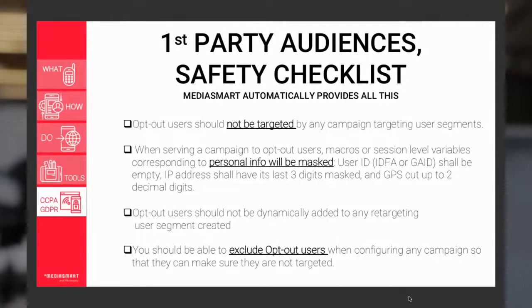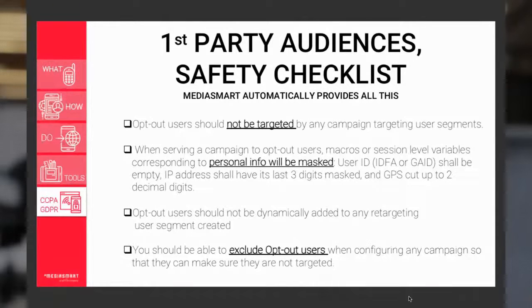But if you're using somebody else and you're not sure whether you're in the clear, we have created this safety checklist for you to be on the safe side of things. This is very simple. I'm going to read them out so that we pass it on as clearly as possible. Opt-out users should not be targeted by any campaign targeting user segments. When serving a campaign to opt-out users, macros or session-level variables corresponding to personal info will be masked. The user ID that we talked about before, IDFA or Google Android ID, shall be empty.